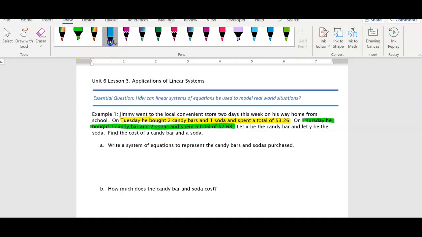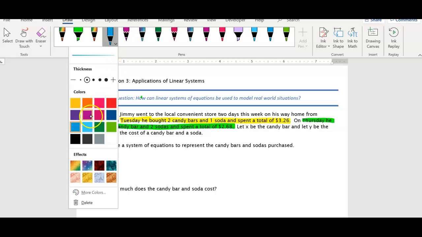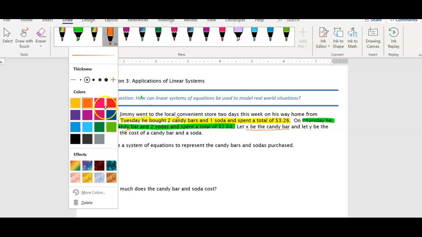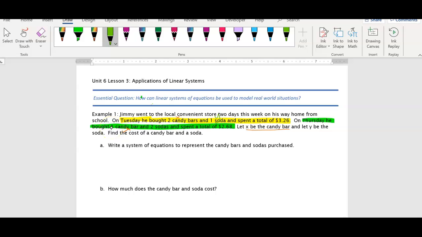So we've decided that X is going to be candy bars. So 2 candy bars on Tuesday and 1 candy bar on Thursday. And then our soda is our Y value. So I'll put a Y by the soda here and then a Y by the soda there.